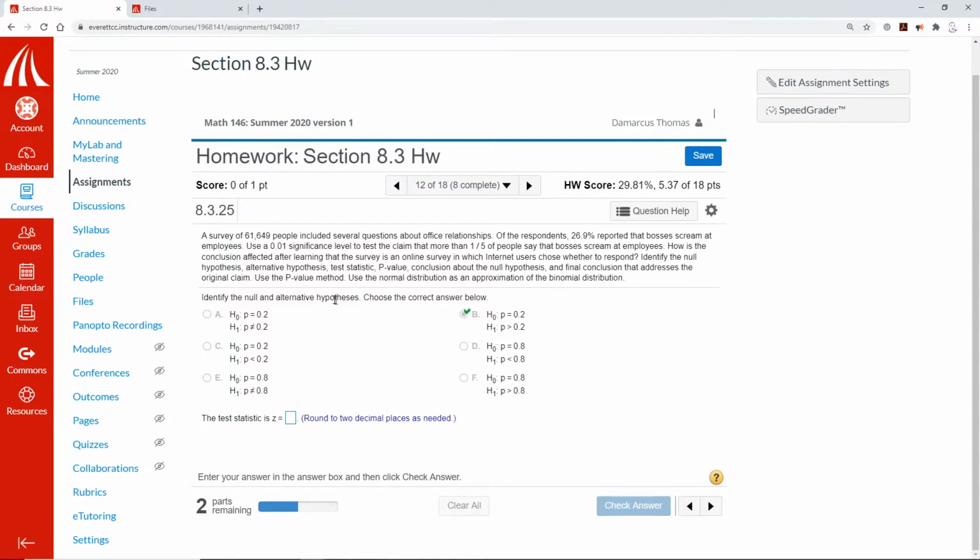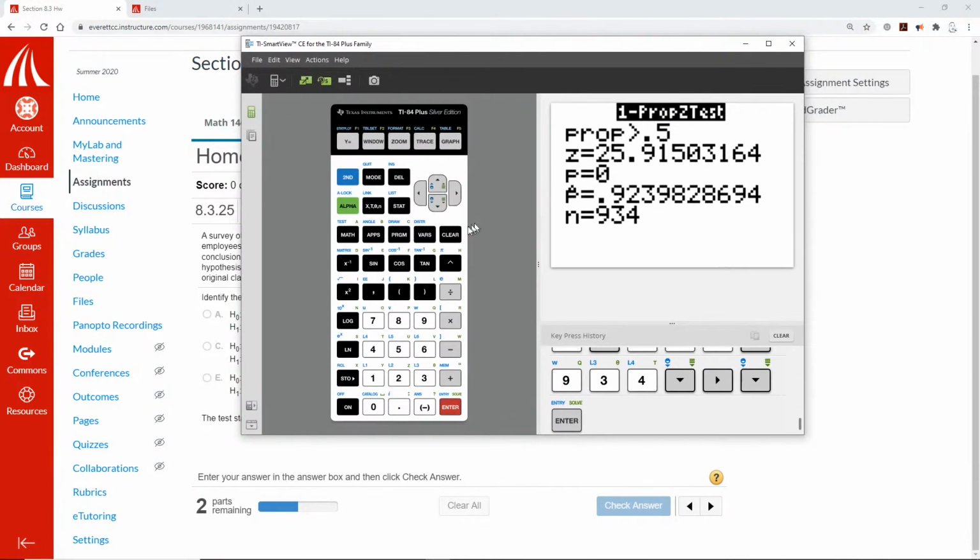And then the question is, well, what are we going to put for our x value? They didn't give us how many. They only told us the n. So what we'll have to do is do 26.9% of the 61,000 to get the x value. I'll demonstrate this.